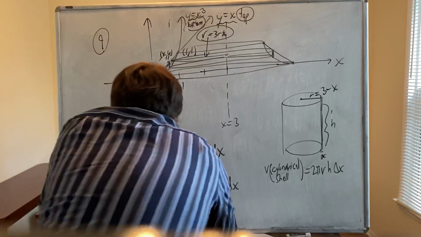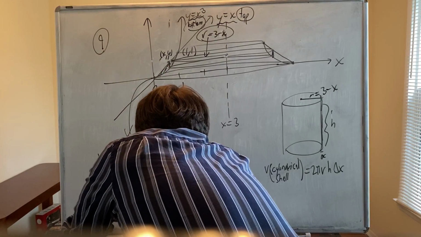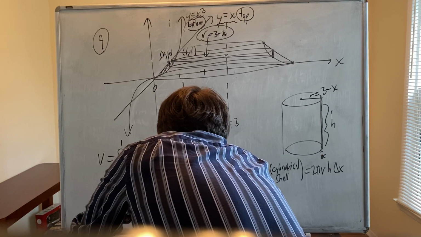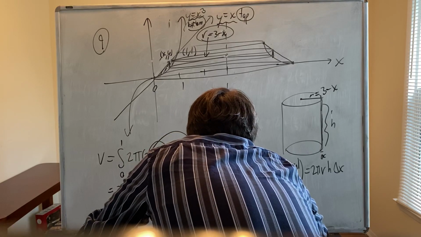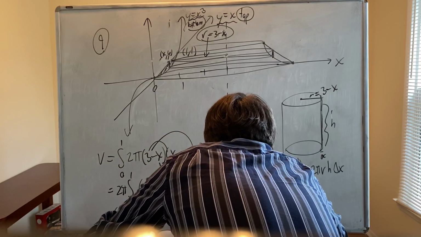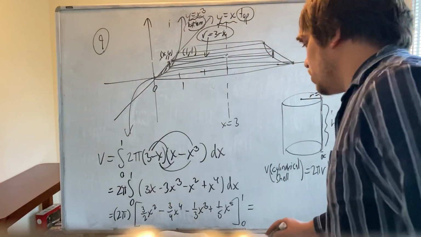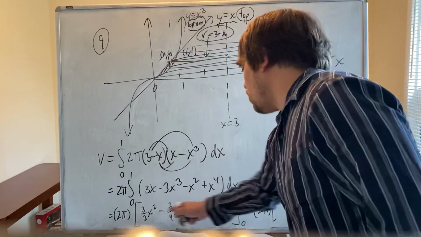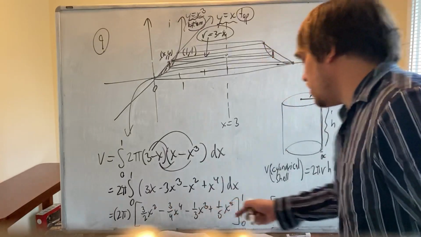We find an antiderivative and use the evaluation theorem. So this is 3/2 x squared minus 3/4 x to the 4th minus 1/3 x cubed plus 1/5 x to the 5th, and we evaluate it from 0 to 1. This is equal to 2 pi times plugging in 1 minus plugging in 0. If you plug in 0, it's nothing, so you just plug in 1.